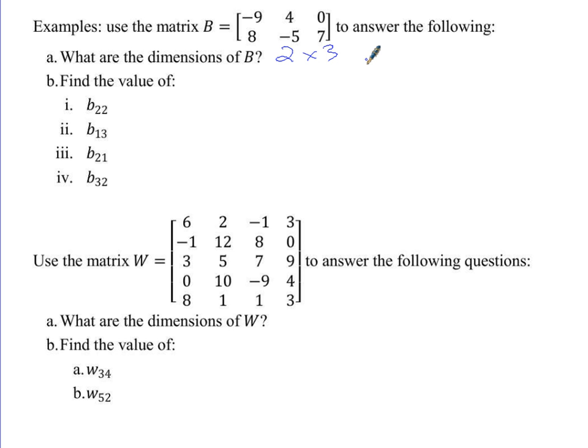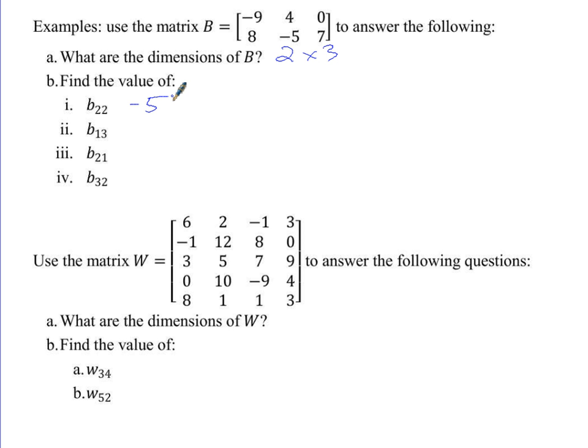Find the value of b22. That's row 2, column 2. It's always row first, then column. So little b22, come up to the matrix capital B, and go to row 2, that's this guy, column 2, that's this guy. So the number that got hit both times is that one right there. The answer is -5.